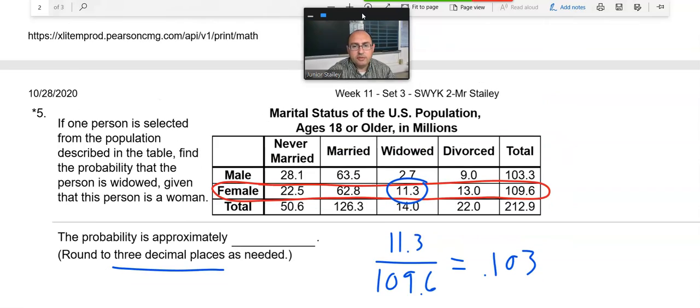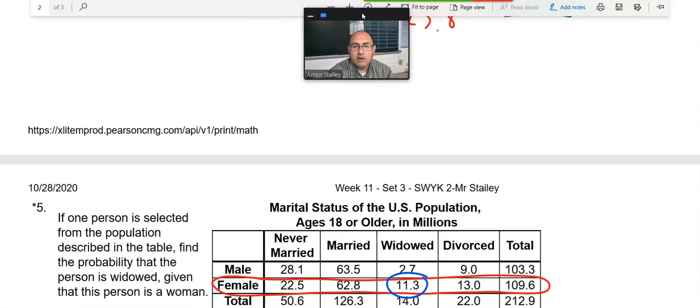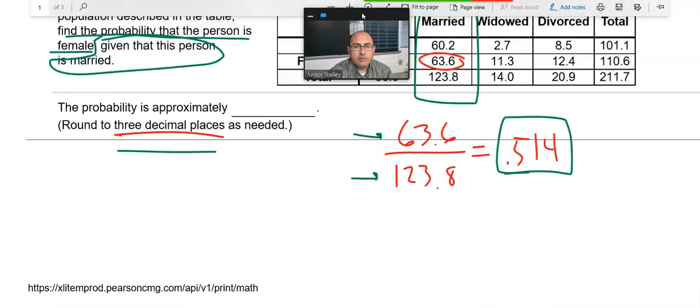Whoa, too fast, too furious. Did I do? Yeah, okay. I'm pretty sure I got that one.